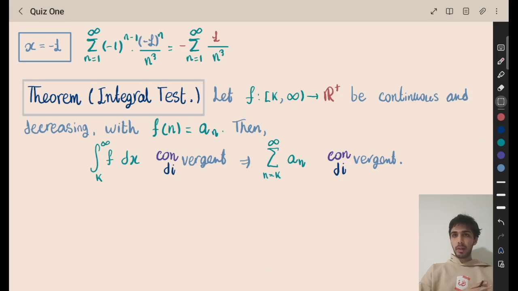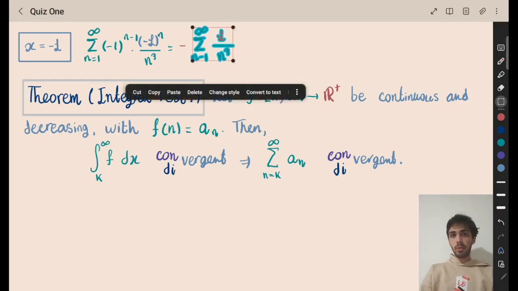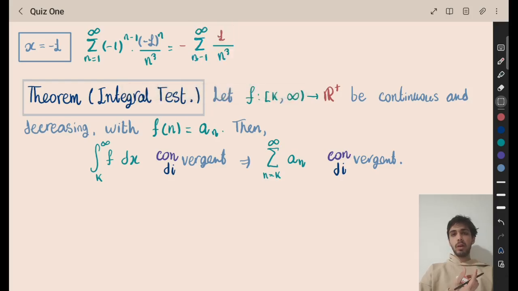Now, avoiding the technicalities, it says that if you have some sort of sum that looks like this, it's always going to be smaller than the integral, because in a sense, the sum is discrete and the integral is continuous. So you can always bound the sum by the integral. And this is effectively what I'm going to do right now.